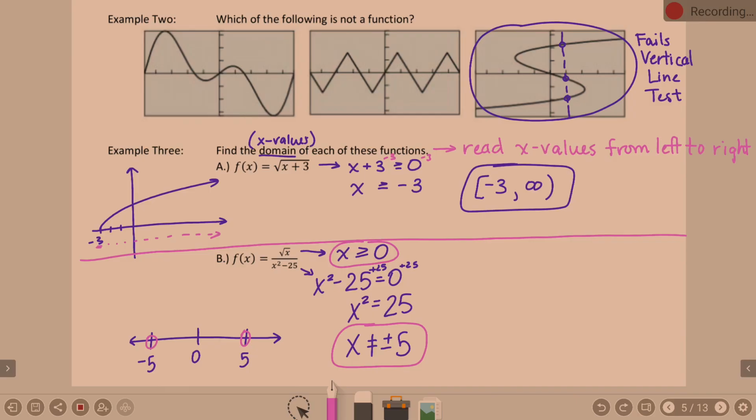X has to be greater than or equal to 0. So that means what? It's going to be everything to the right of 0. Except, notice what did I do? I skipped 5 because we already know that x cannot equal 5. If you have a cannot equal something, that trumps a greater than or equal to 0.